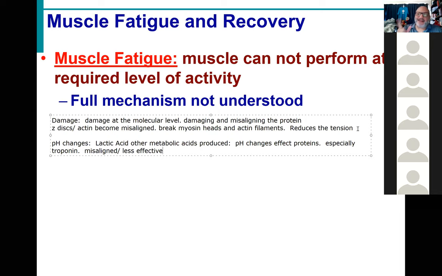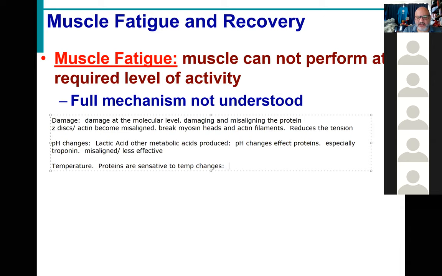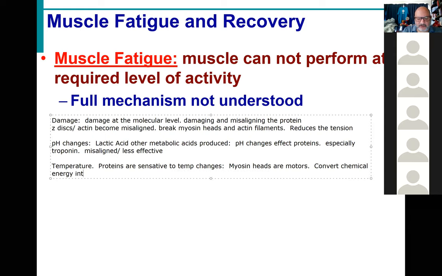Absolutely. And it's not just pH that can change the shape of proteins, but temperature can as well. So the same way proteins are sensitive to pH change, proteins are sensitive to temperature changes. And of course, why does the temperature change? Because the myosin heads are motors. As we talked about, they convert chemical energy into mechanical energy. But they're not 100% efficient. Remember, as we said, in some cells, as much as 75% of the energy can be lost as heat.